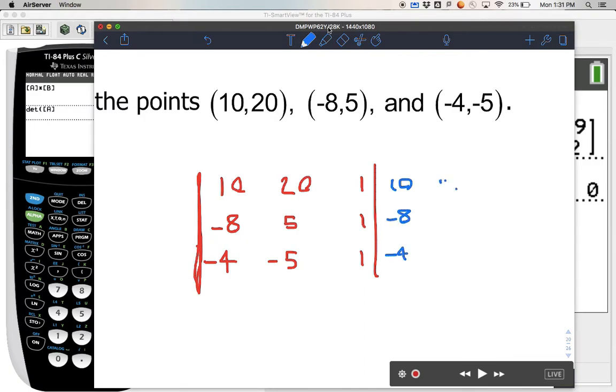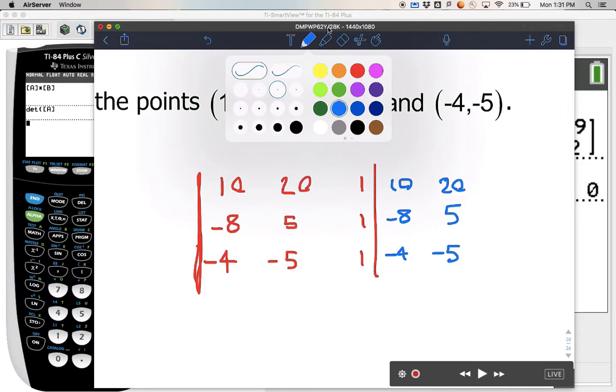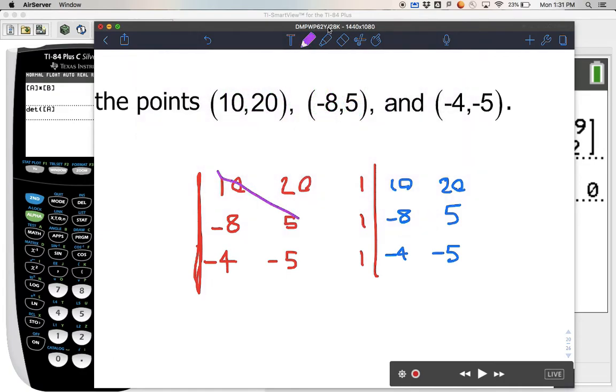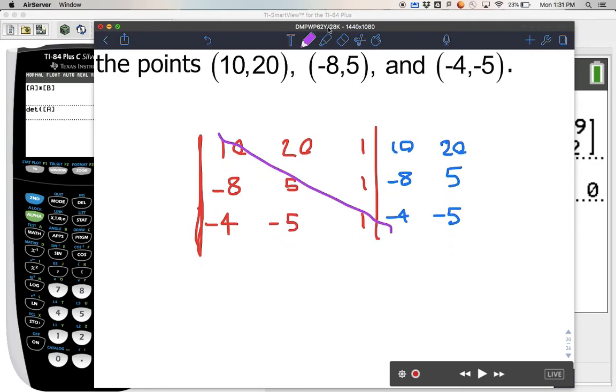So, 25, -5. Okay, let's do purple here. So all the slopes going down. 10 times 5 times 1 should be 50. 20 times 1 times -4 should be -80. And then 1 times -8 times 5, that should be positive 40 there.